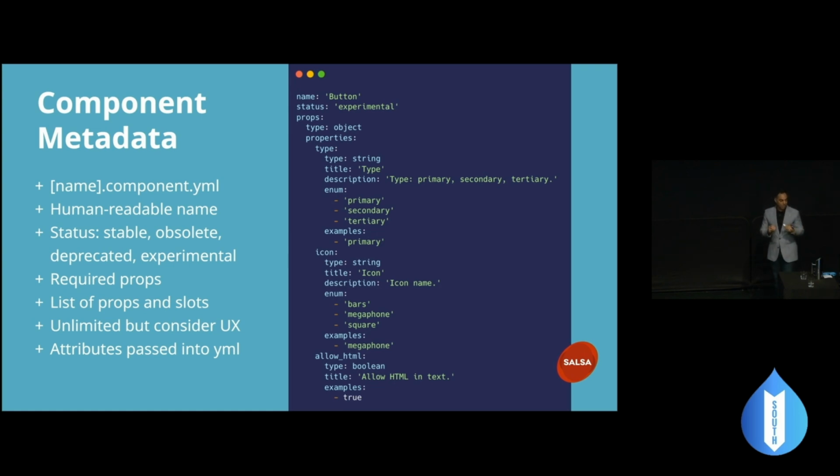So we have the different components, right? You've got a component in SDC, and you've got the metadata for it, and it includes a human readable name, the status, which could be either stable, obsolete, deprecated, or experimental, the required props, and a list of props and slots. I'm going to cover what props and slots are in a second, because they're quite important. But there's also the UX consideration. At the moment, the metadata is unlimited, but considering UX and how much information you need to put in there, consider how that's going to work going forward. And then there are these attributes that are passed into the YAML.